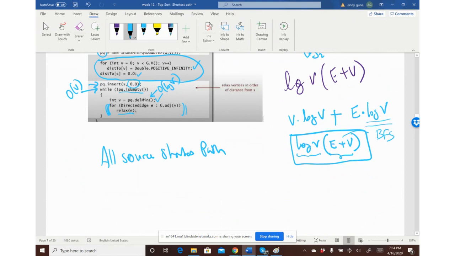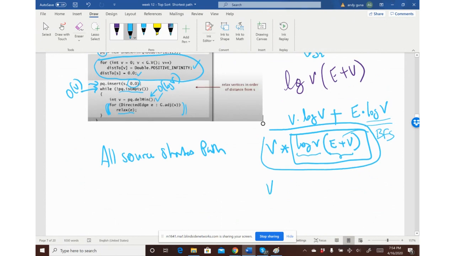V log V plus V. Okay, good. I like that. So essentially, all you have to do is just multiply this by V. So it almost becomes quadratic in terms of V. So we can say this is E times V log V plus V squared log V. So it becomes very complicated.